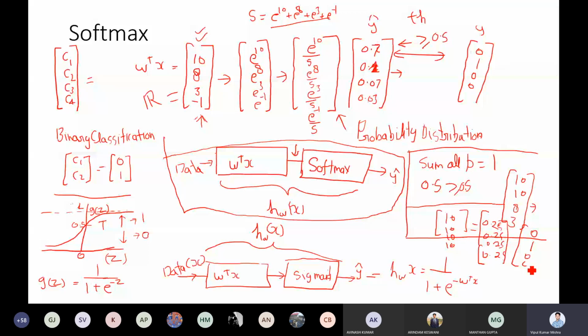Then automatically it will force the weights to be modified accordingly, so that this value will become higher. Once the weights are modified, after the training, when you come to the logits part, only one value will be more than 0.5, and that will become your one value. All the remaining will become zero.